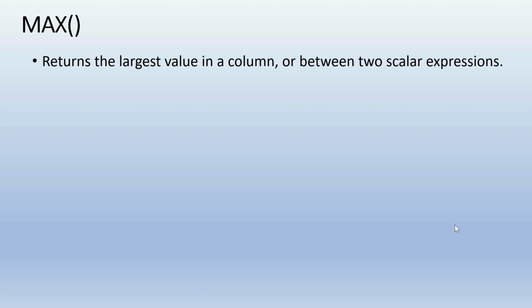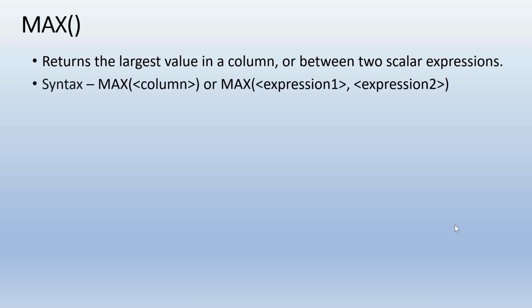Next, we have the MAX function. As the name suggests, the MAX function returns the maximum value, right? How will it calculate? It returns the largest value from a column or between two scalar expressions. That means either we have to provide a column as the input or we have to provide two scalar expressions, correct?